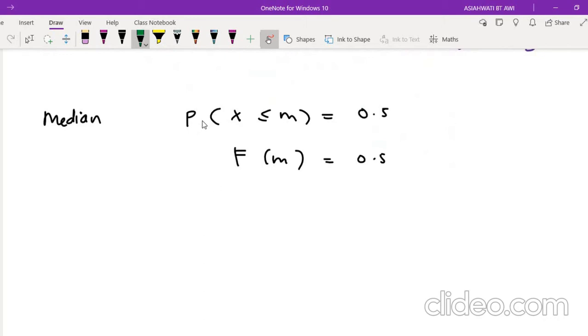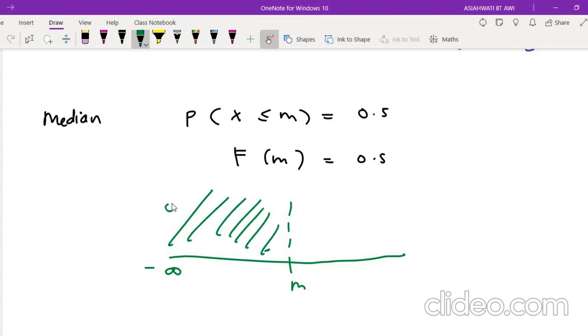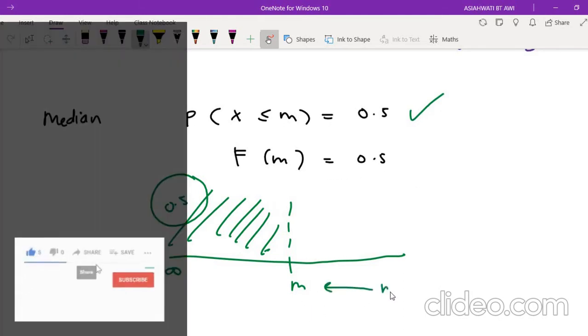The median M is where the probability X less than or equal to M is equal to 0.5, or the cumulative up to M is equal to 0.5, from negative infinity to M. This region is equal to 0.5. The probability is equal to 0.5. And then you set the probability X less than or equal to M, or cumulative F of M, equal to 0.5, and find M. M is the median.